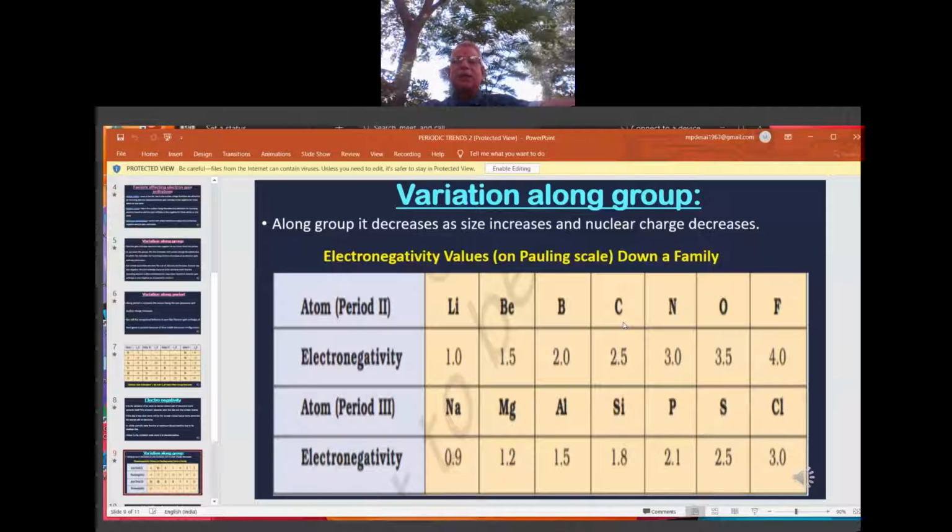That means in the case of the first group, from lithium, sodium, potassium downward, electronegativity decreases. So francium is the least electronegative. That means it is more electropositive. In the same way, if you see the lithium part, the first member, lithium is less electropositive, its electronegativity is more. That means it is less electropositive or more electronegative.